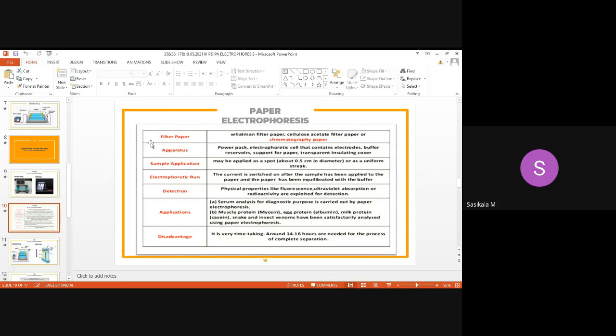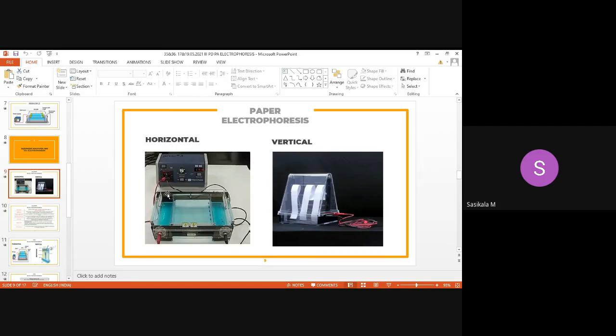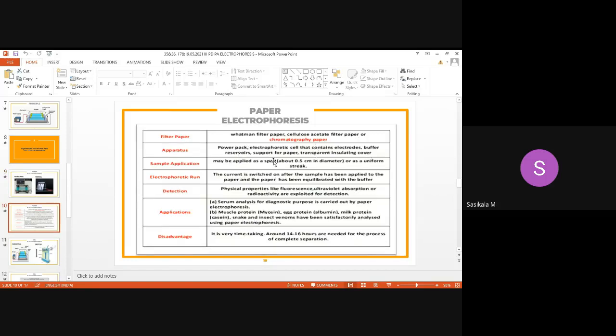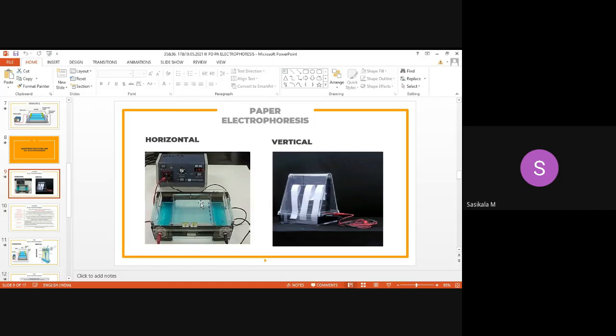Coming to the apparatus of paper electrophoresis, it contains a power pack and an electrophoretic cell that contains electrodes and buffer reservoirs. The power pack, the electrophoretic cell with attached electrodes, the conducting medium or mobile phase reservoir, then the stationary phase bed where the paper is kept with the sample, the support for the paper, and a transparent insulating cover over the stationary phase.